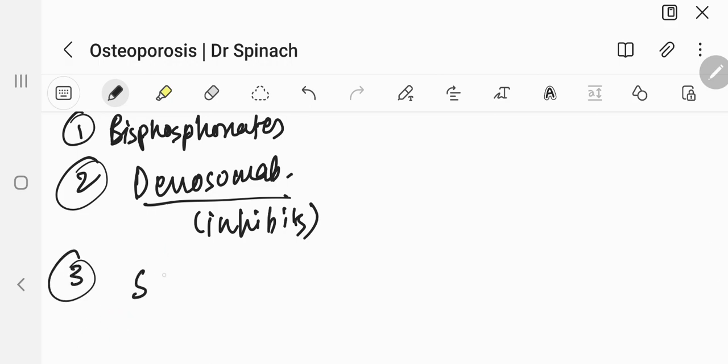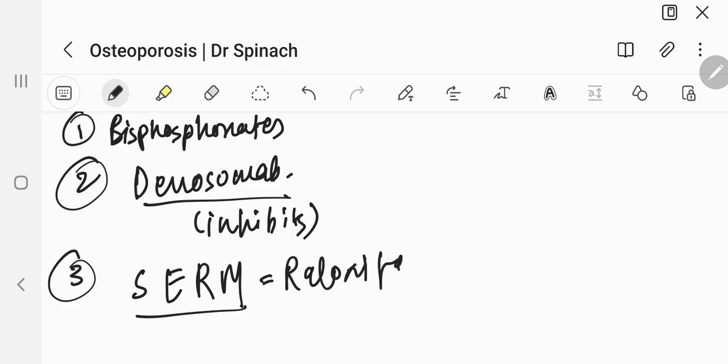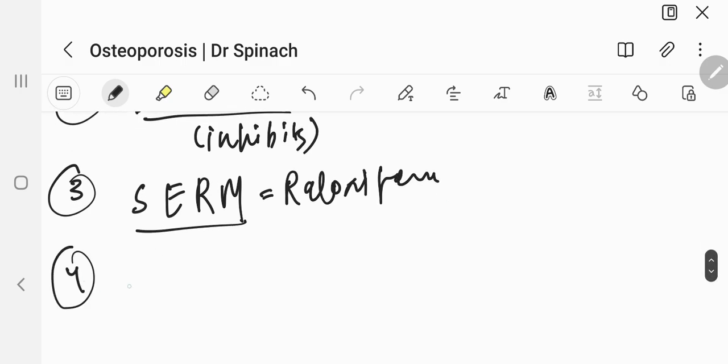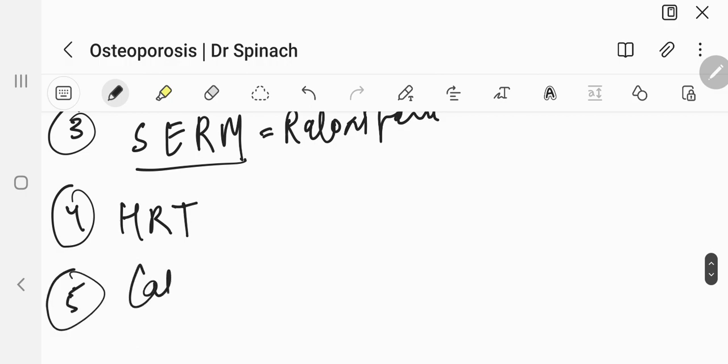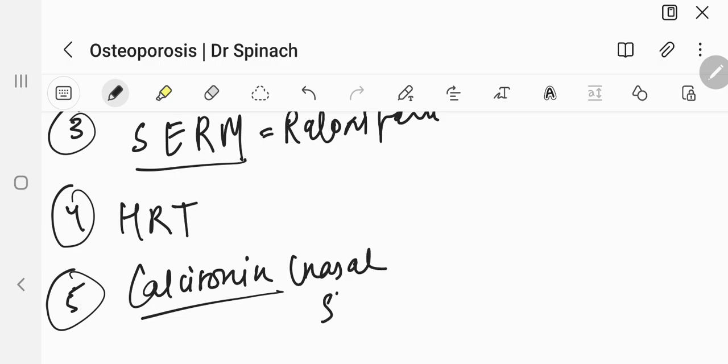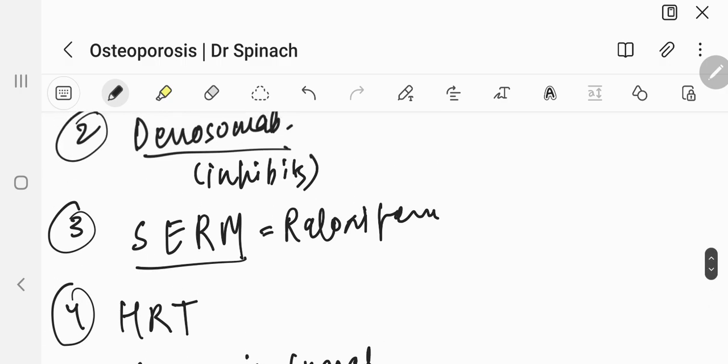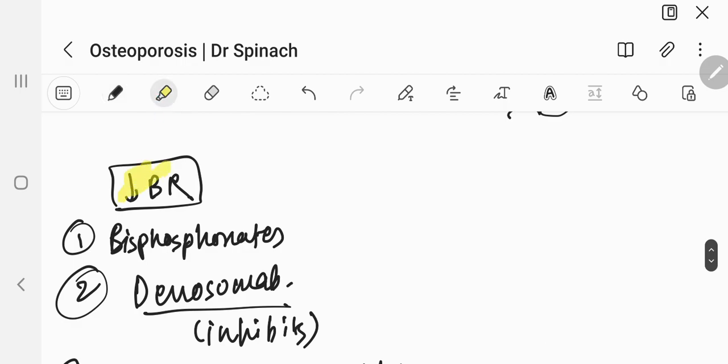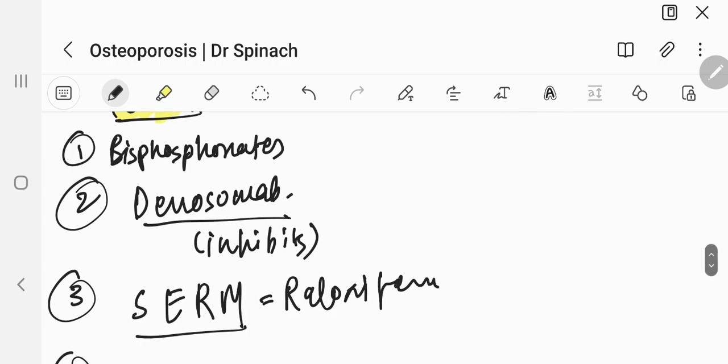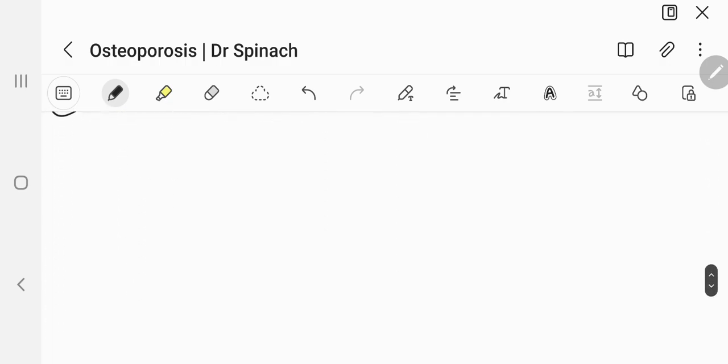The other ones are selective estrogen receptor modulators, SERMs, and an example of this is raloxifene. And you can also consider giving HRT, hormone replacement therapy, for postmenopausal women. We also have something called calcitonin in this category that is usually given as a nasal spray. All of these will actually decrease the resorption of the bone and help in formation basically, so indirectly leading to bone formation.